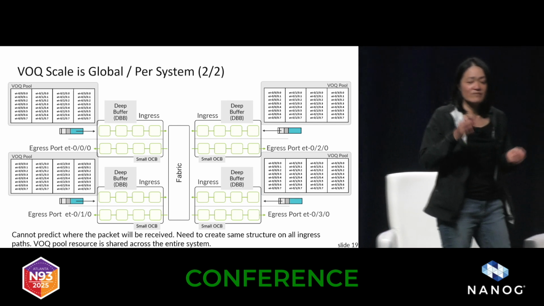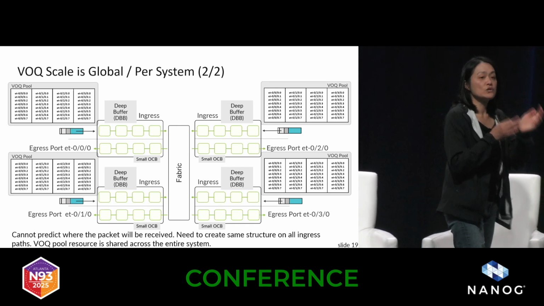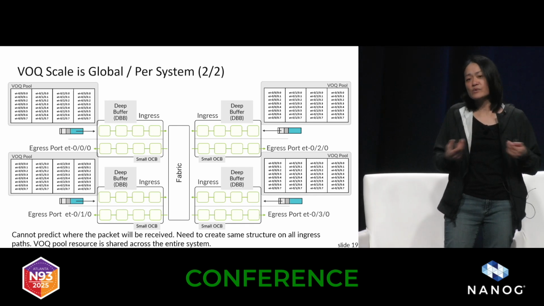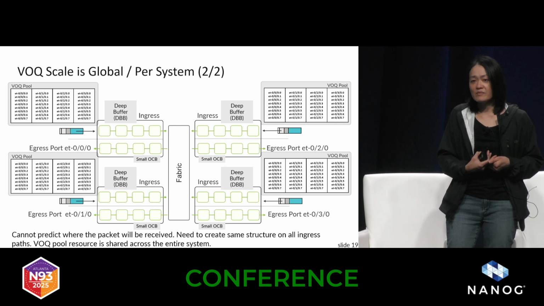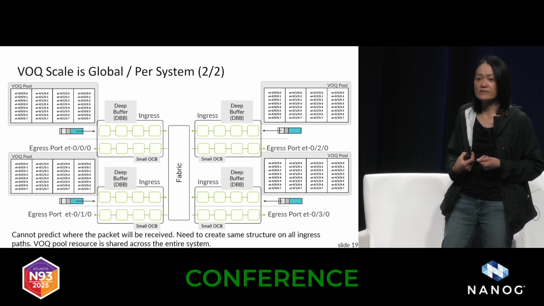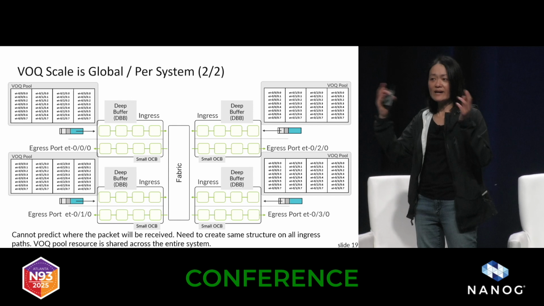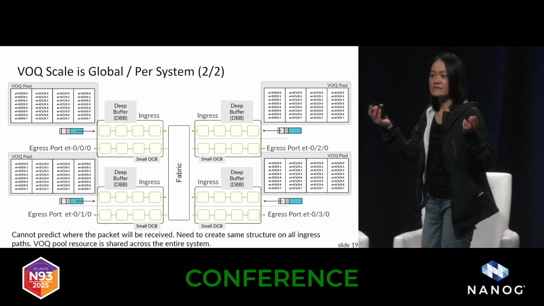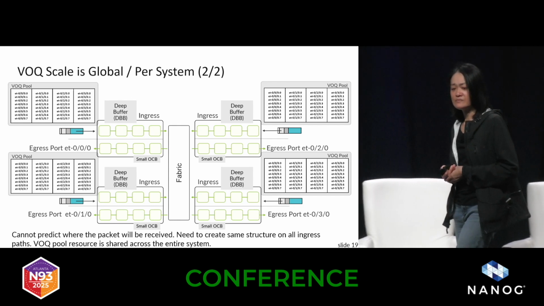And the reason why we have to have this VOQ replicated on every ingress is because we can't predict where this packet is coming from. It could come from any ingress port to this particular egress port. So now we have to have that VOQ represented on every single ingress chip.